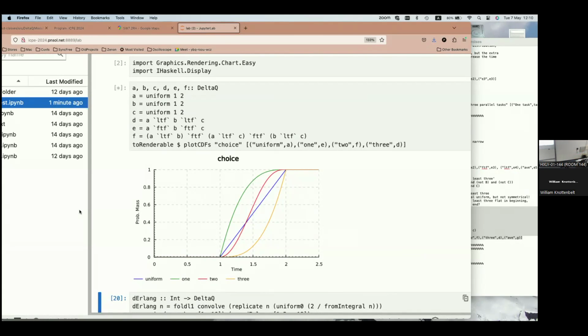Here's another example where I compare them. The blue one is a uniform from 1 to 2. The green one is at least 1, which is the first to finish. The yellow one is at least 3, which is all to finish. But I added a red one, which is at least 2. So you can see at least 2, when you have 3 things, is not the same as a uniform. It has this interesting intermediate curve.